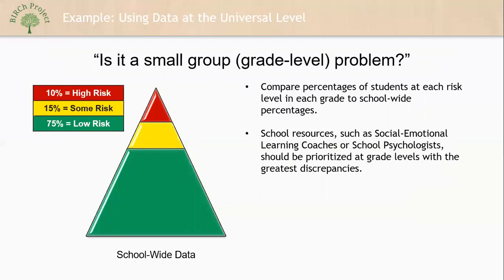The next question to ask is: is it a small group or grade level problem? So we know that based on this particular example, tier 1 supports for the entire school is probably a good place to start. What we don't know is to what extent these problems or these levels of risk are concentrated in certain groups. So to look at this, we would compare the percentages of students at each risk level in each grade to the school-wide percentages that you see here.